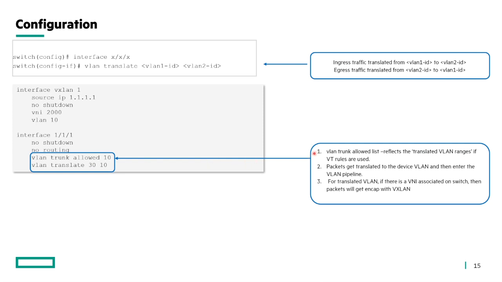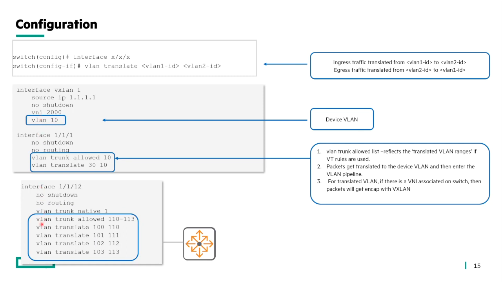And this is a summary of the activity configurations before it goes into the pipeline. We've got the VLAN trunk allowed list reflecting the translated VLAN ranges for the VT rules used. Packets get translated to the device VLAN and then enter the VLAN pipeline. From that moment, it is business as usual for the device VLAN. So for the translated VLAN, the device VLAN, if there is a VNI association on the switch, then the packets will get encapsulated with the VXLAN. In this example, our device VLAN 10 is mapped to VNI 2000. It's always the device VLAN that gets mapped to the VXLAN VNI if you're using VLAN translation.